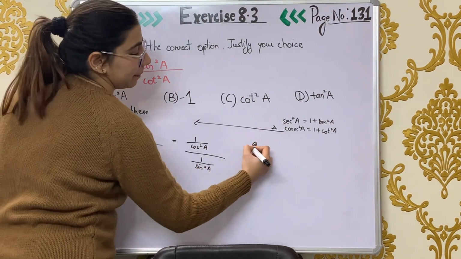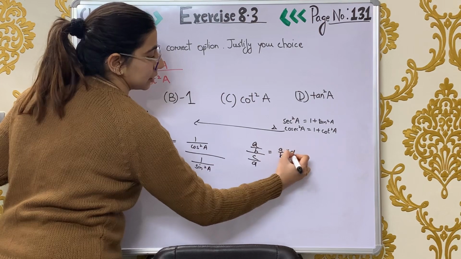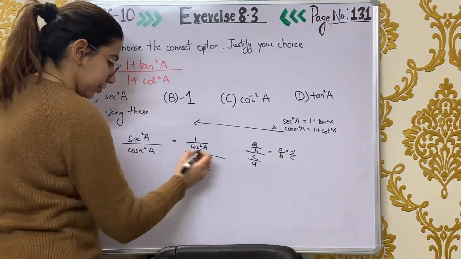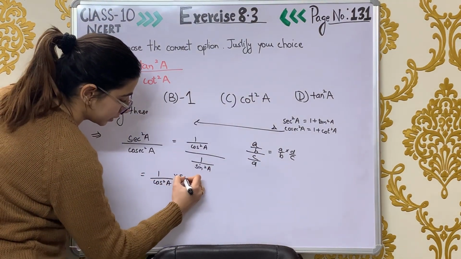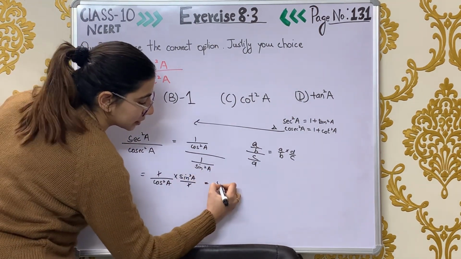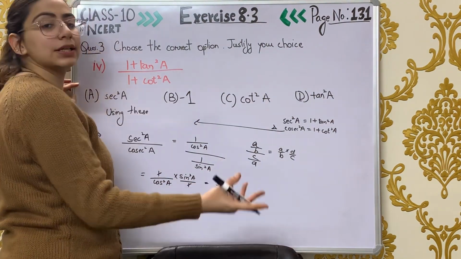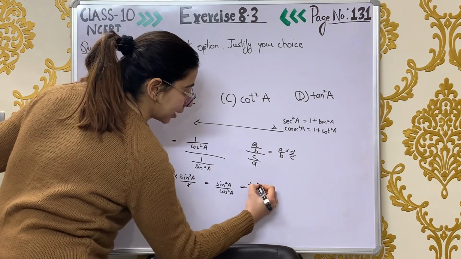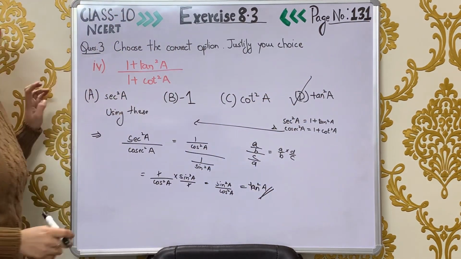We know a by b upon c by d is nothing but a by b into d by c. That is, the numerator gets multiplied with the reciprocal of the denominator. So writing it that way is 1 by cos square A into sin square A upon 1. So what we get is sin square A upon cos square A. Sin by cos is tan A, so sin square A by cos square A is tan square A. And that is our answer. So the correct option is D.